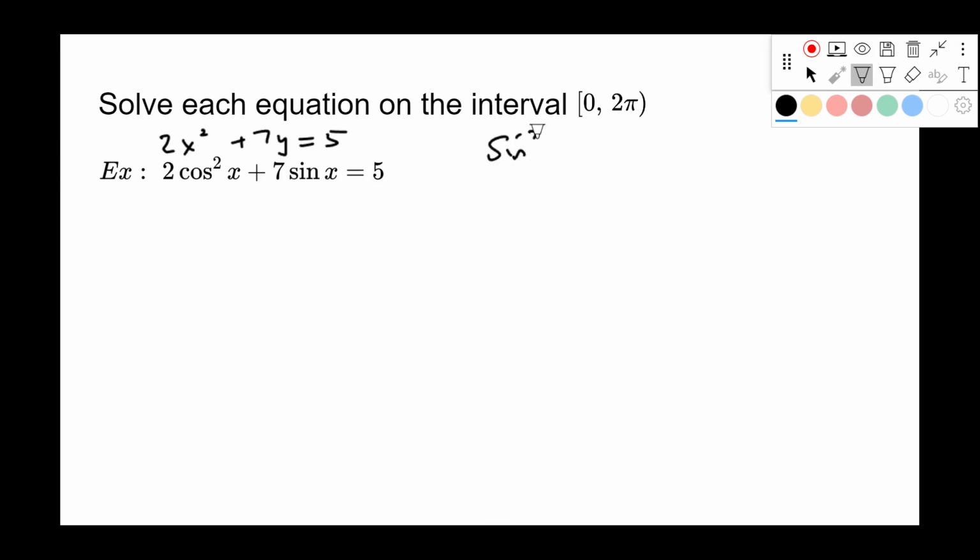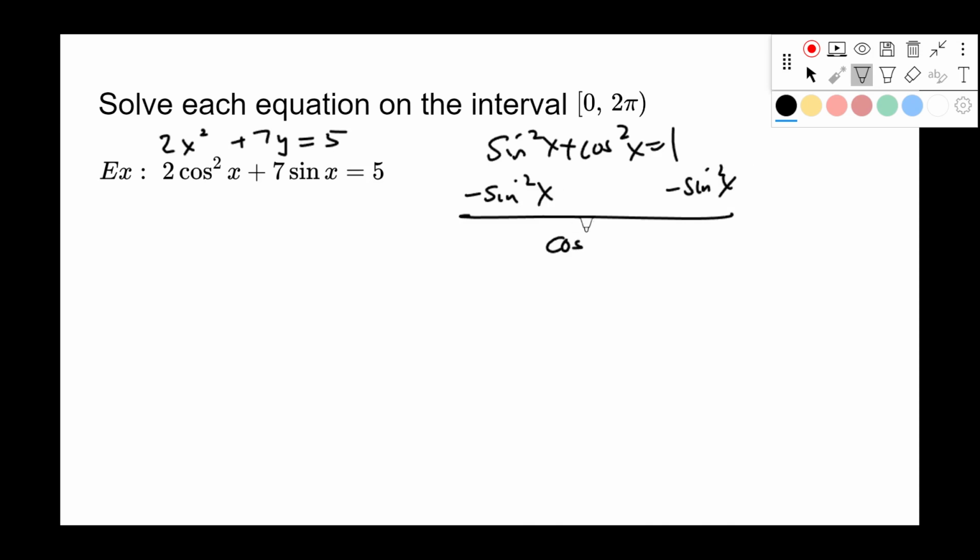I know that sine squared plus cosine squared is equal to 1. And I know then that cosine squared is equal to 1 minus sine squared. So I could take out the cosine squared and put a 1 minus sine squared in its place. And that's what I'm going to do.